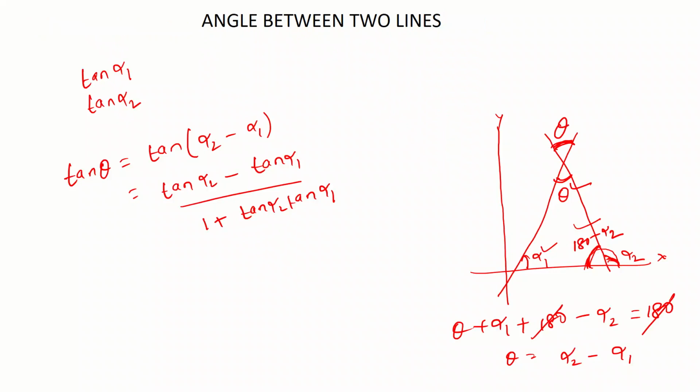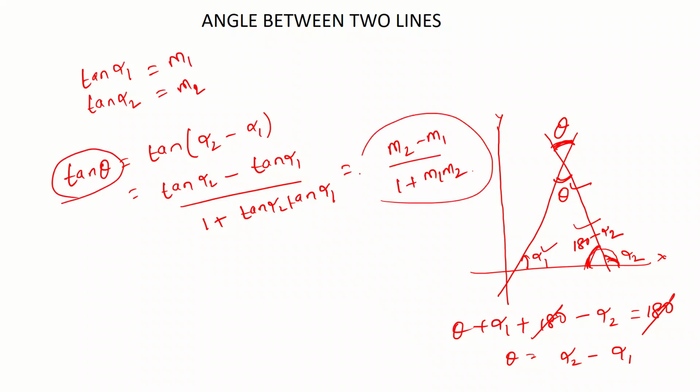We know that tan(A − B) is (tan A − tan B) by (1 + tan A tan B). This is the formula that we have used. If I assume that the slope of my first line is m1 and the slope of my second line is m2, then I can write it as (m2 − m1) by (1 + m1 m2). So this is the formula for calculating theta.